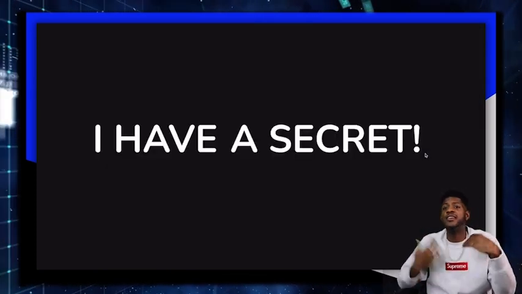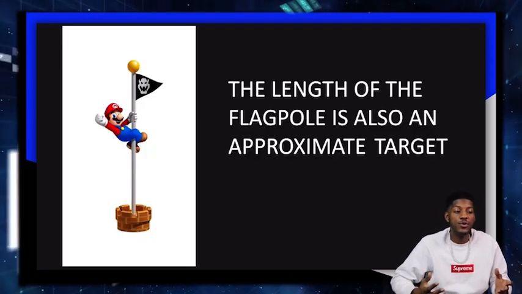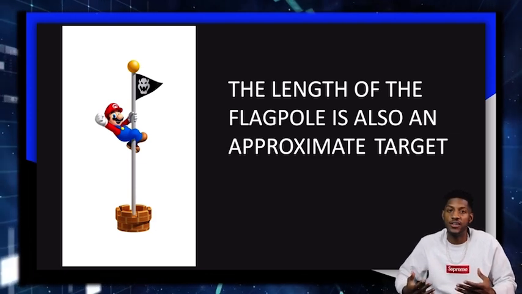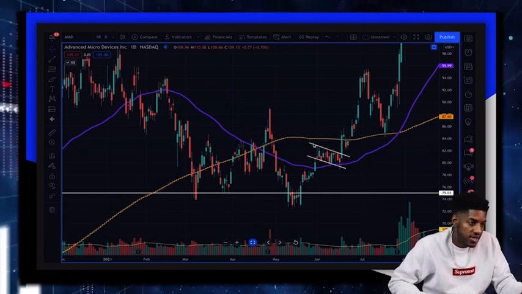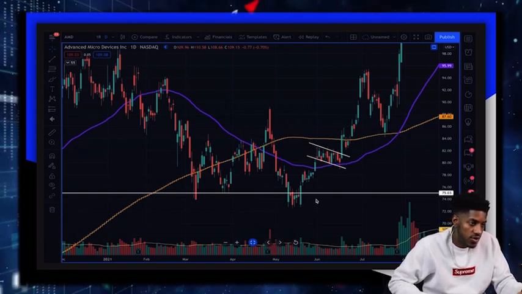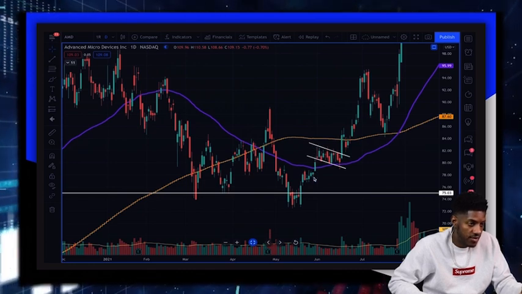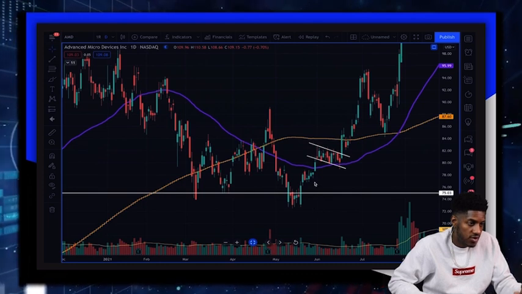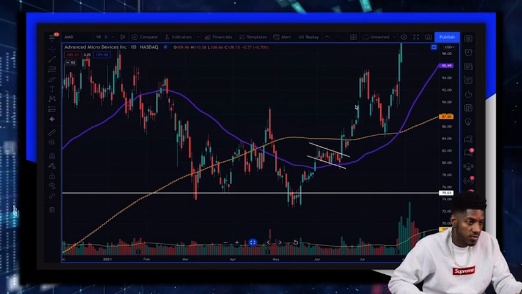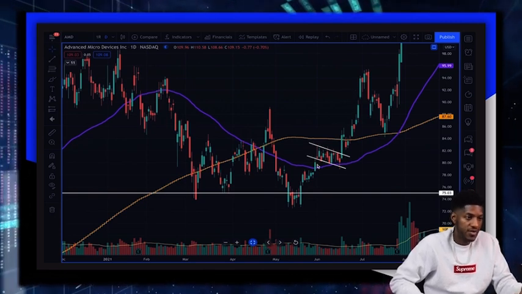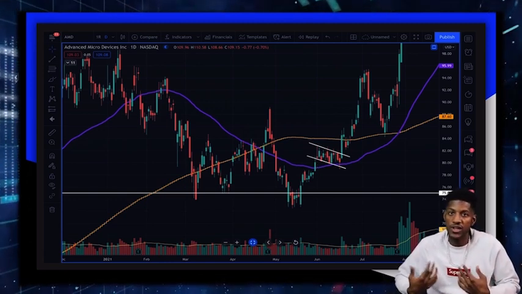Now, I have another secret. The length of the flagpole is also the approximate target for your bull flag, right? So what does that mean? That means the length of this, which is your flagpole, you can apply that same. So you can, if you were to draw a line, correct, right here, you can apply that same line, copy and paste it to the breakout, and it'll be somewhere right here, right? So bull flag patterns can be pretty much predictable as to where they're going.